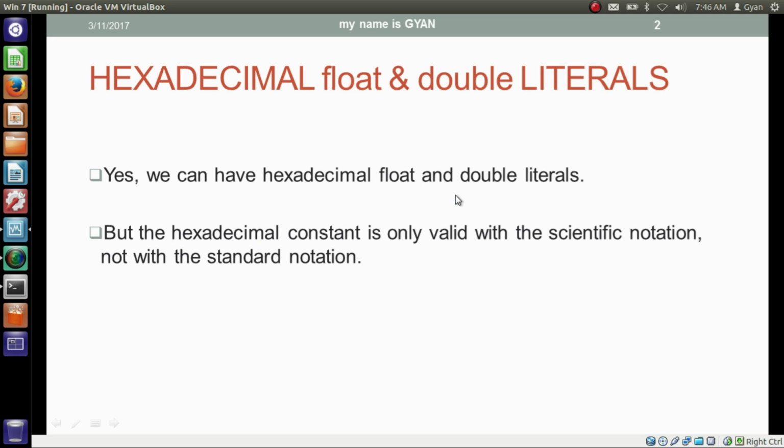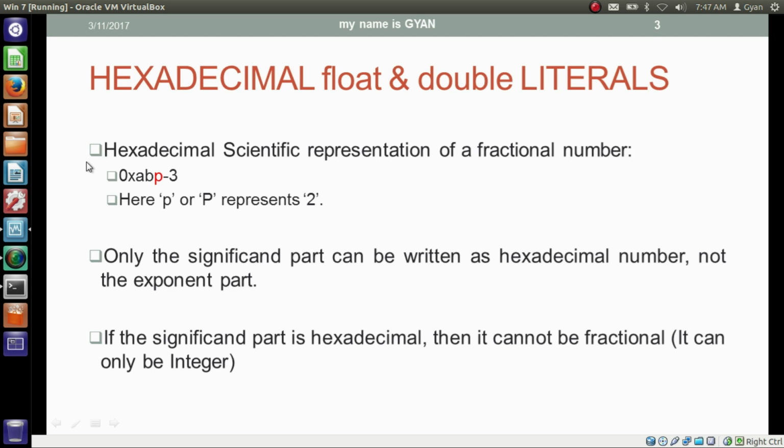But with certain condition. The hexadecimal constant is only valid for scientific notation, not with the standard notation. Here is the hexadecimal scientific representation of a fractional number. This number represents a hexadecimal fraction number. Here 0xab is the significant part and minus 3 is the exponent part. 0x says that the significant is in hexadecimal and the number after p represents the exponent. We can use a small p or capital P to represent power of 2.